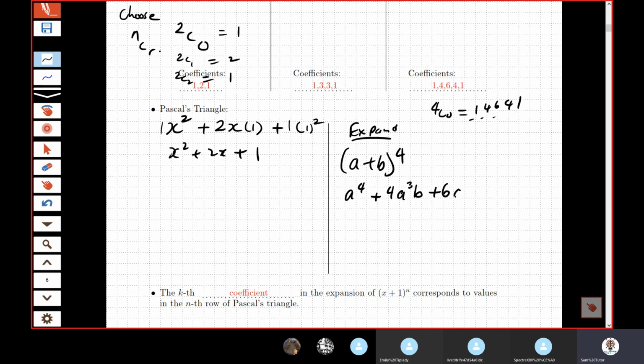Plus 6a, decrease it, increase it. Decrease it, increase it, decrease it, increase it. Can you see what's happening? 4, 3, 2, 1, 0, and 0, 1, 2, 3, 4. And then, of course, all your powers always add up to 4. So 3 plus 1 is 4, 2 plus 2 is 4, 1 plus 3 is 4. And then there's your coefficients, 1, 4, 6, 4, 1.